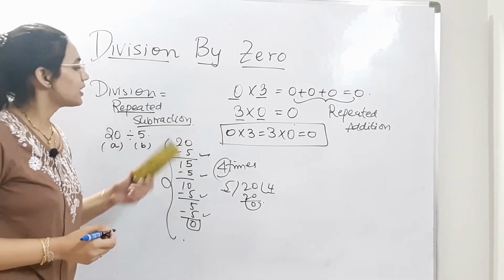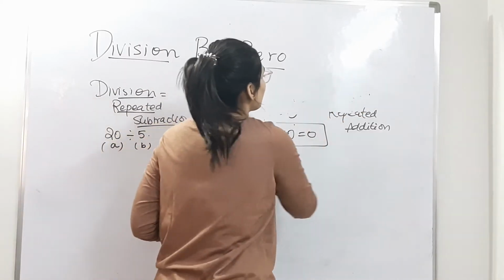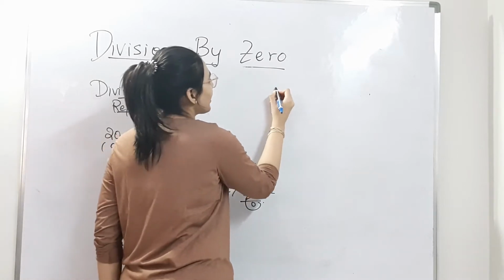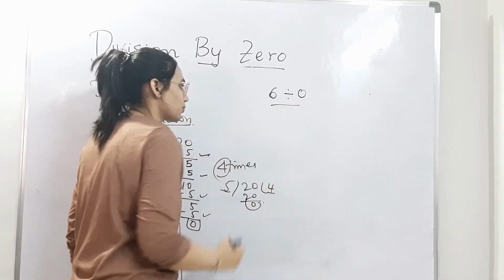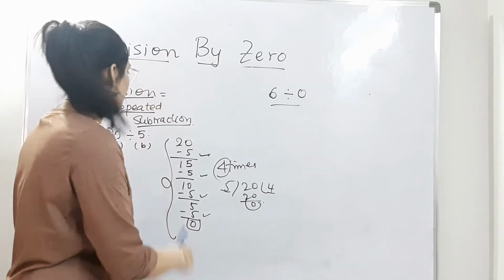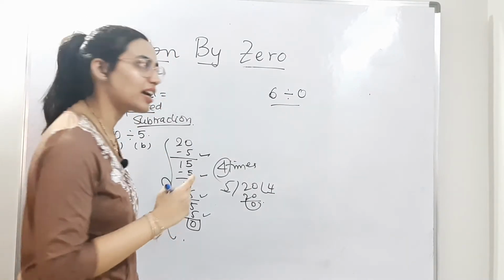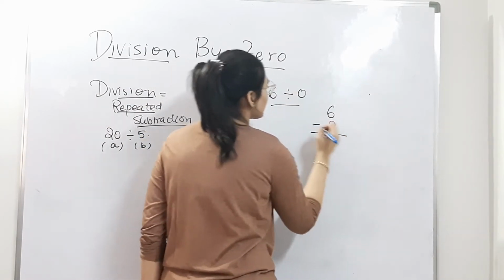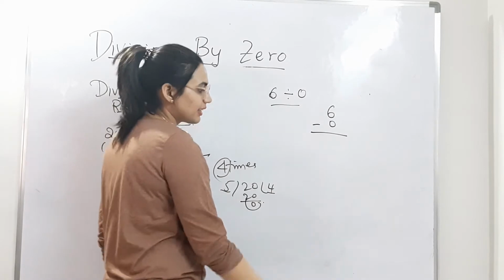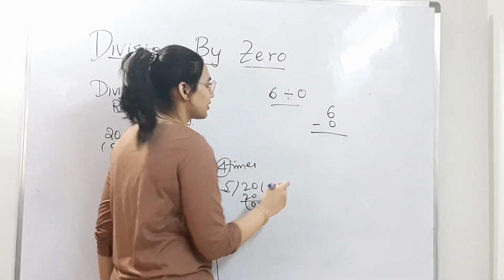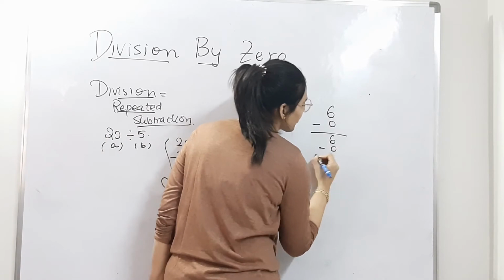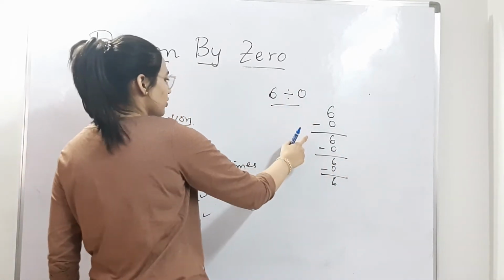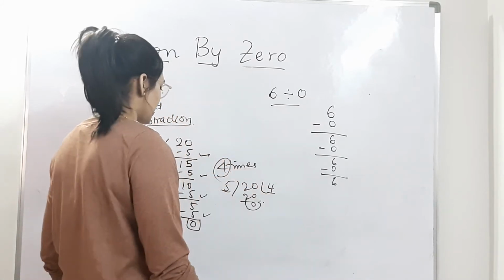Using this concept, let's try to divide a number by 0. So I would like to divide the number 6 by 0. Using this repeated subtraction process, let's see how to do that. Suppose I have written 6 here, and you know that you need to keep on subtracting until you get 0 as the answer, right? So 6 minus 0 is 6. Again 6 minus 0 is 6. 6 minus 0 is 6. And 6 minus 0 is 6.